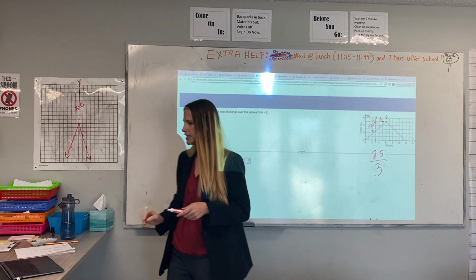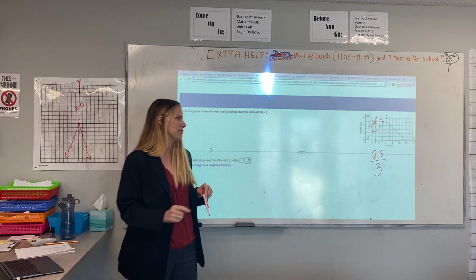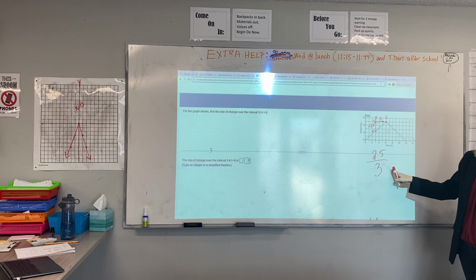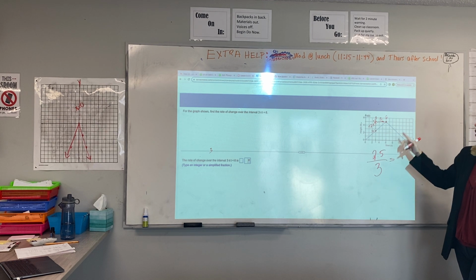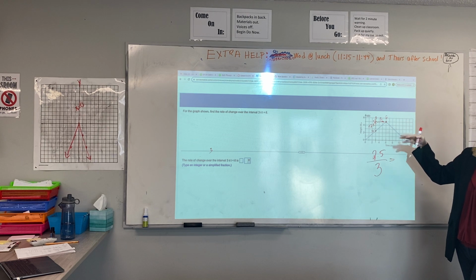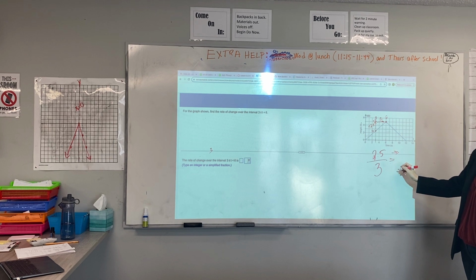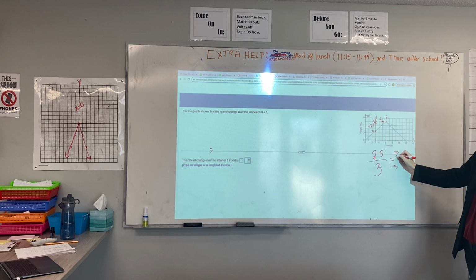But here's the crazy part. It says type an integer or a simplified fraction. This is where I messed up. I thought that this would be okay to type in, and they marked it wrong because they want you to convert it to integers, or whole number numerators and denominators. So to make these whole numbers, I would convert it just by multiplying these times 2 and get 2.5 times 2 is 5 and 3 times 2 is 6.